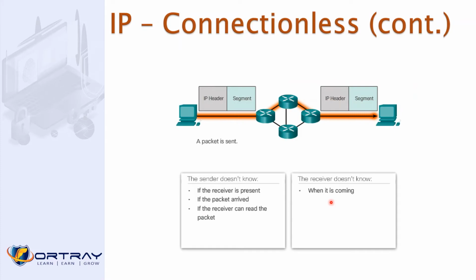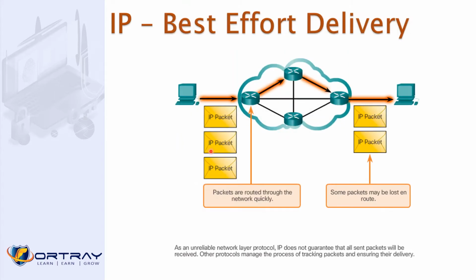Secondly, best effort means it can go from the sender to the receiver through multiple paths. For example, one path is here, one path is here, and one path is here. So three paths exist. Packets are routed through the network quickly. Some packets may be lost in the route. You can see three packets are sent, but one packet may be lost.